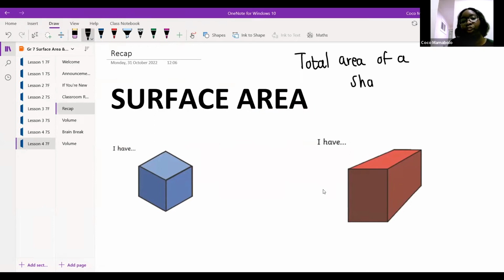Just remind me, guys, this first shape, this blue shape that I have on the left, what is this shape called? Excellent. It's called a cube, right? And if I'm going to calculate the area of my cube, how am I going to calculate it, guys? Area is equal to length times width. Or in this case, we can just say side times side, right? Because all the sides are going to be equal to each other.